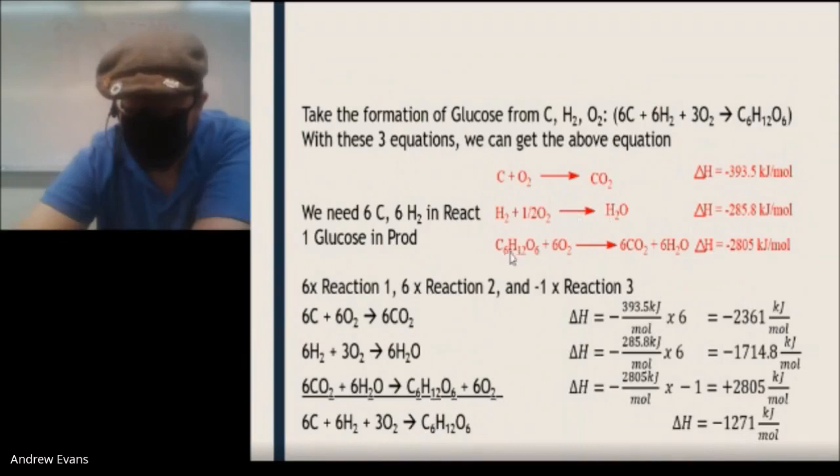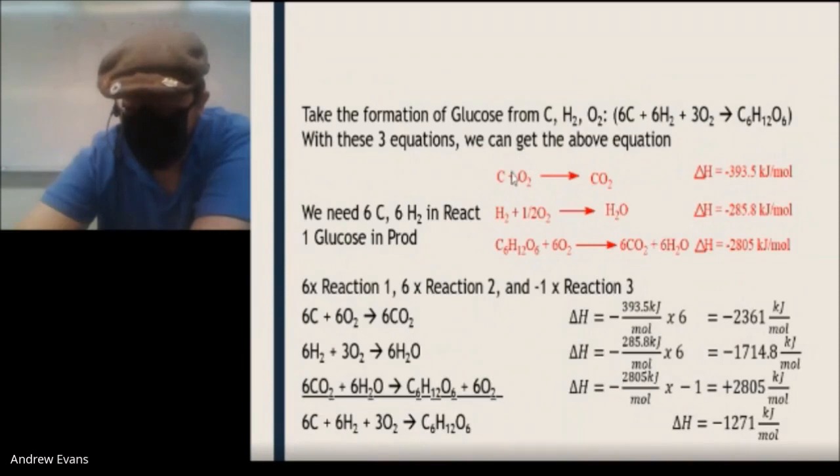And this one, we can take already built glucose and burn it. When we fully combust it, to CO2 and water, it produces negative 2805 kilojoules per mole.